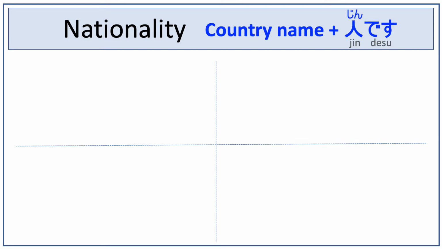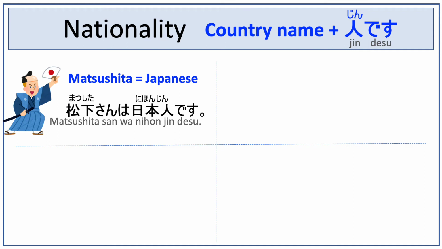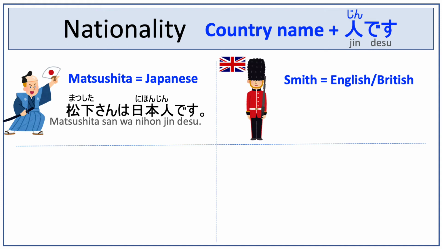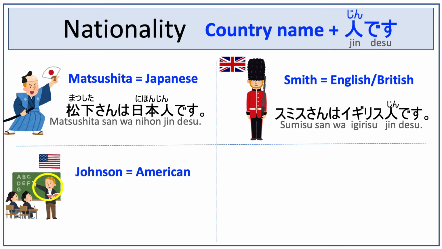one's nationality? All we have to do is add jin after the country name. For example, Matsushita is Japanese. In Japanese, we would say, Matsushita-san wa Nihonjin desu. Smith is British. In Japanese, we would say, Smith-san wa Igirisujin desu.